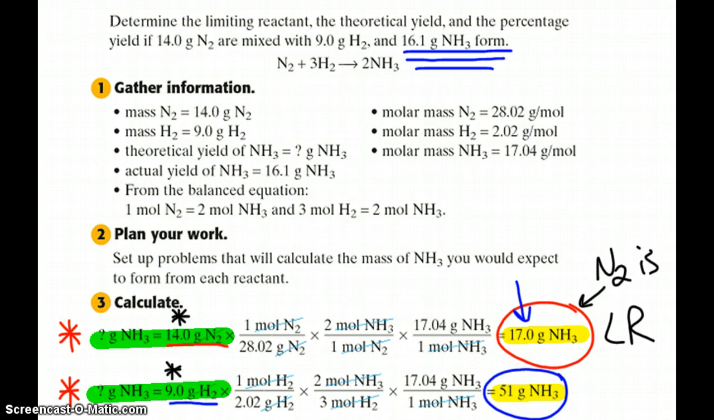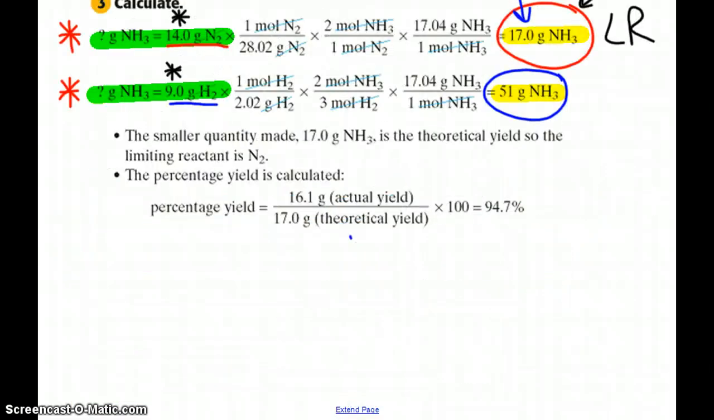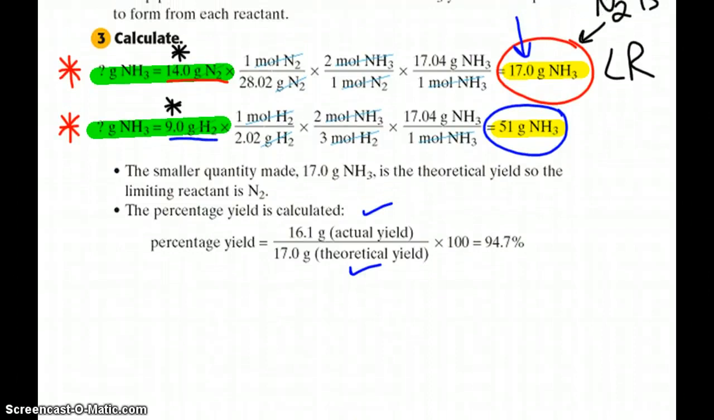It's just like a test. If the test is worth 80 points and you get 70, it's 70 divided by 80, and then you multiply by 100 to get your percent on a test. And so that's what we see here. 16.1 grams is what we actually got. That was from the problem above. 17 grams is our theoretical yield that we calculated. And so when we multiply by 100, then we have a 94.7% yield. All right, so that's the example explained to you a little bit from the book. Let's look at another one here.